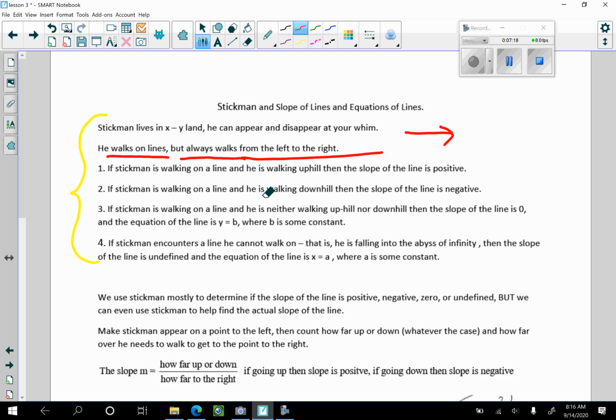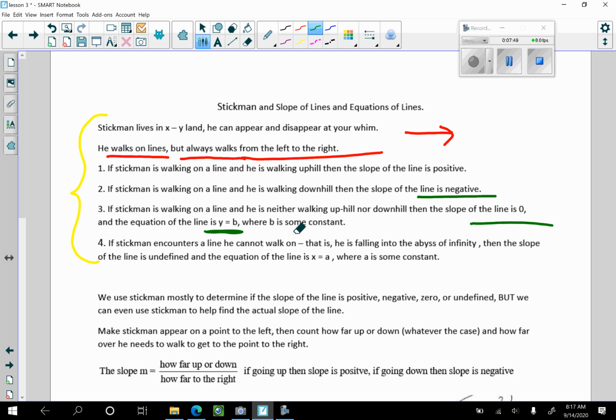If Stickman is walking on a line uphill, then the slope of the line is positive. If he's walking downhill, the slope of the line is negative. If he's neither walking up nor down, then the slope of the line is zero, and the equation of the line is y equals b. We're going to be talking about those constant functions, y equals b, where b is some constant.